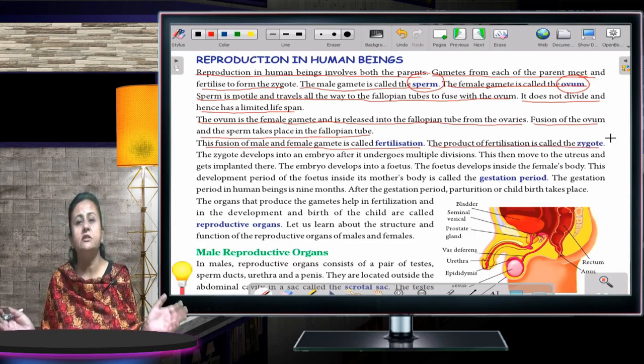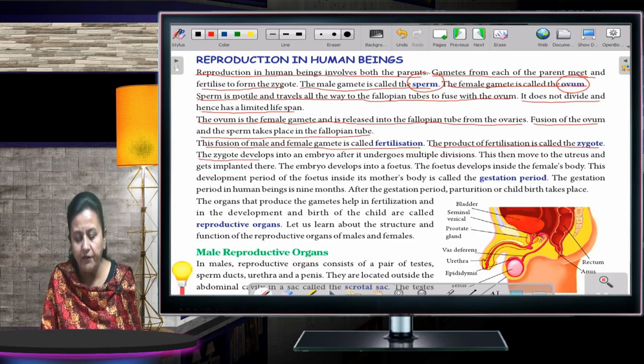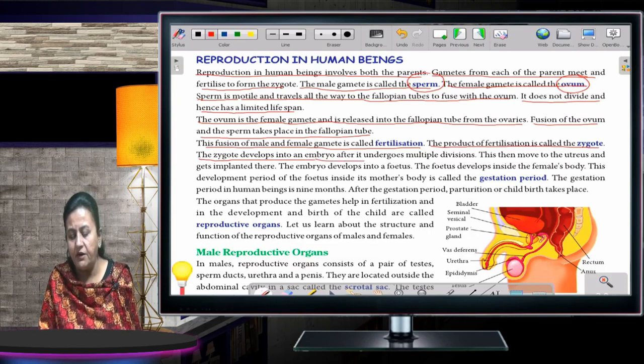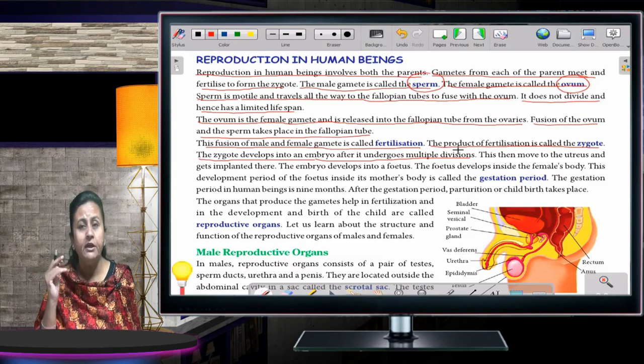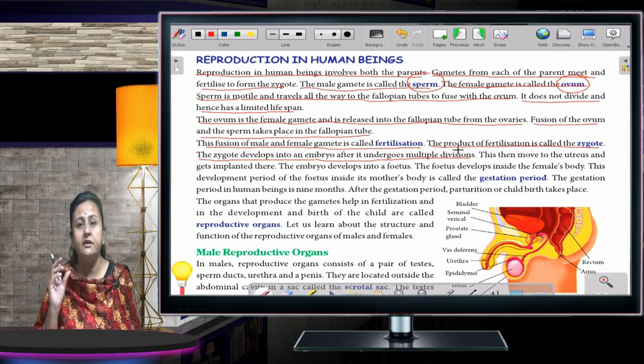When both of these meet, what happens? A zygote is formed. The zygote develops into an embryo after it undergoes multiple divisions. Now what happens? The zygote is there. It undergoes multiple divisions, and what happens at the last? What do you get? You get an embryo.